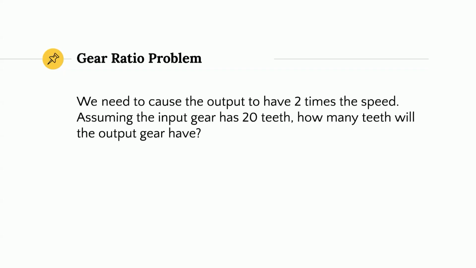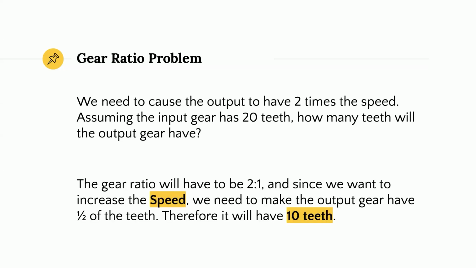Here's the second problem. We need to cause the output to have 2 times the speed. Assuming the input gear has 20 teeth, how many teeth will the output gear have? The gear ratio will have to be 2 to 1, and since we want to increase the speed, we need to make the output gear have 1/2 of the teeth. Therefore, it will have 10 teeth.